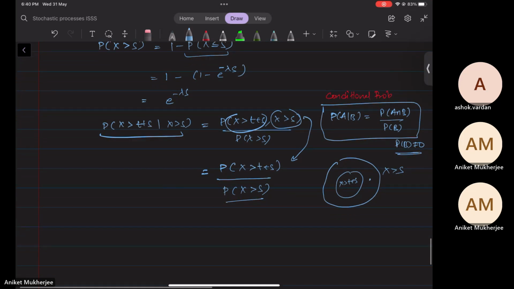So yeah, now it's just substitution: e to the power of minus lambda (t plus s) divided by e to the power of minus lambda s, which is equal to e to the power of minus lambda t, which is equal to the probability of X greater than t. So this is the memorylessness property of an exponential random variable.